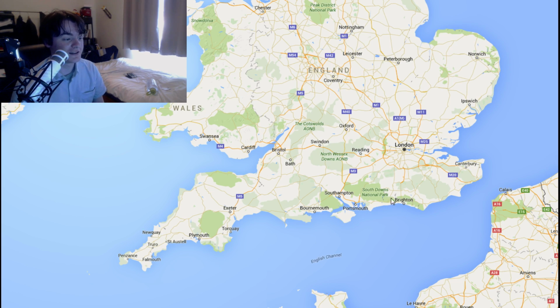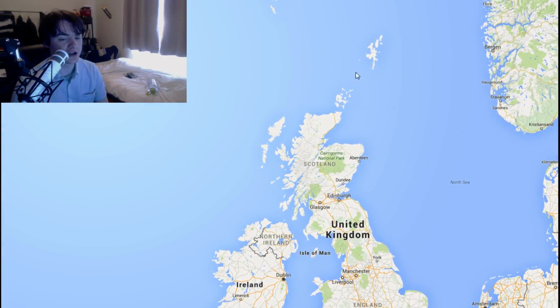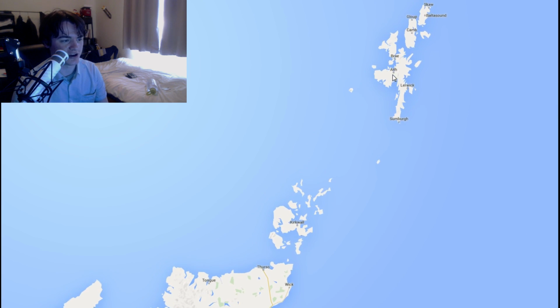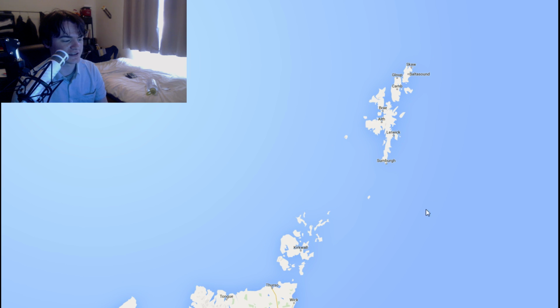There's also a bunch of islands which belong to it, like the Isle of Wight, which has its own whole thing. But the only important ones you want to know about, because they're the ones that are most separated, are, I think, Orkney and Shetland. I don't know which one's which, but this is Orkney, I believe. Yeah, this is Orkney here, and that's the Shetland Islands. I hope I got that one right.